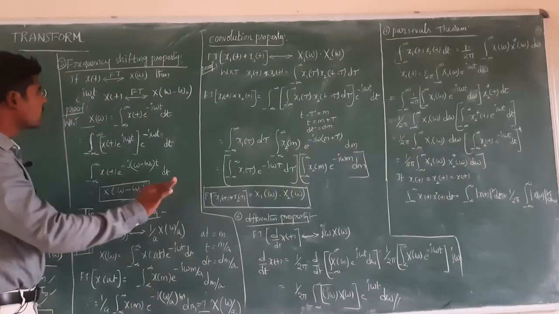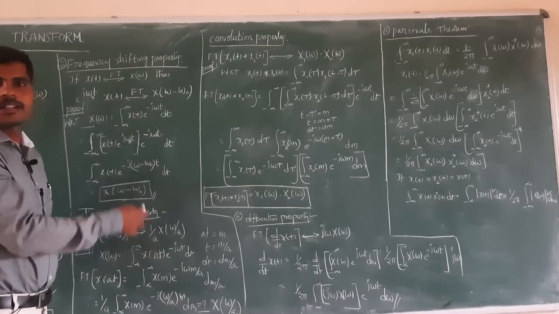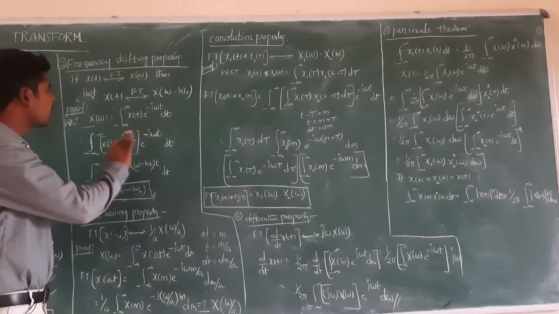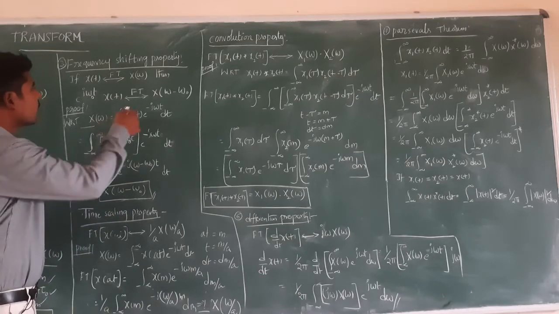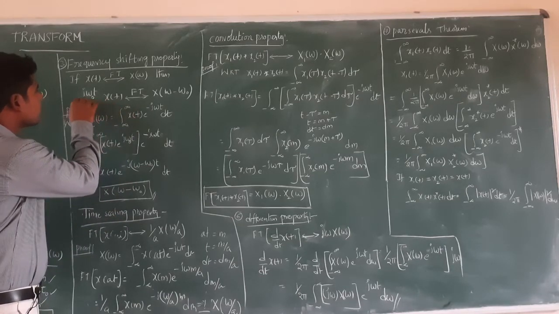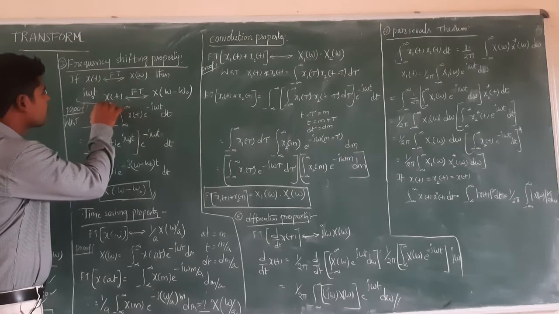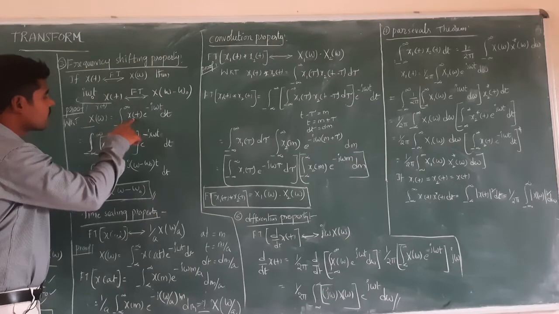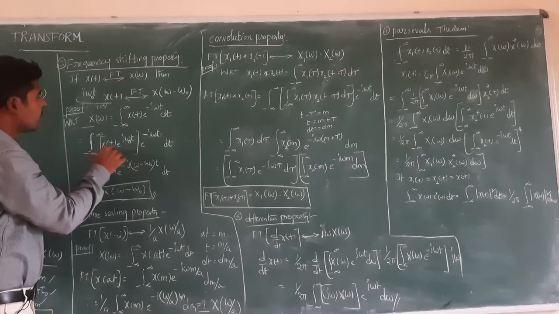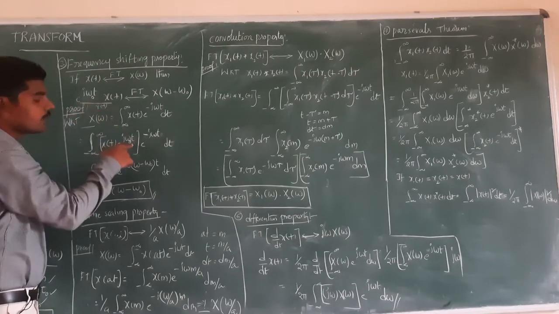Now guys, whatever process we did in the last session, the same approach we will carry out here. So let us see. What is the object here? This complete term is equal to x of t, therefore this part can be replaced with x of t into e power j omega naught into t.